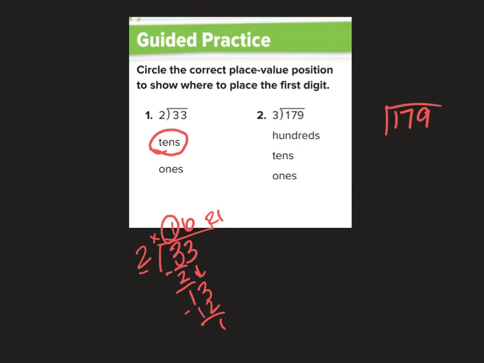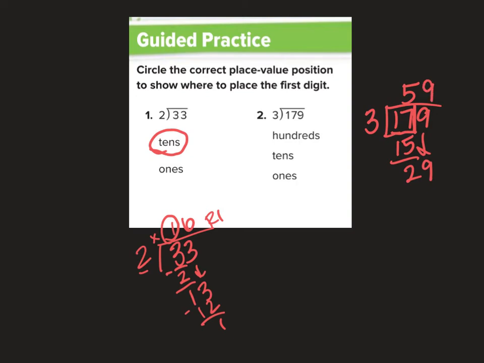179 divided by 3. 1 divided by 3, can't do it. Now I need to go over to 17. So the first answer is going to go above my 7 there. 3 goes into 17 5 times. Multiply. 3 times 5 is 15. And subtract. Bring it on down. Let's see, how many 3's going into 29? 9.